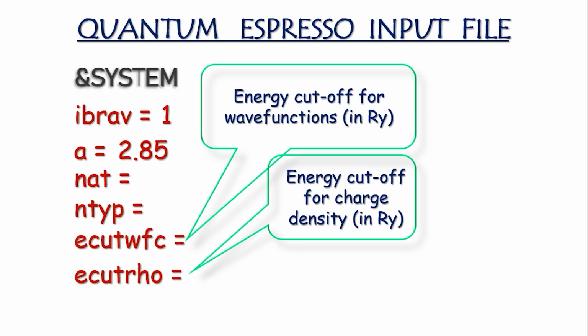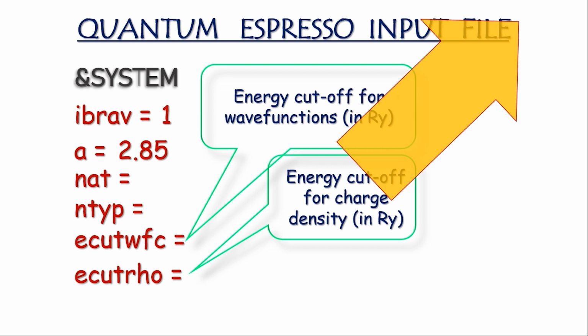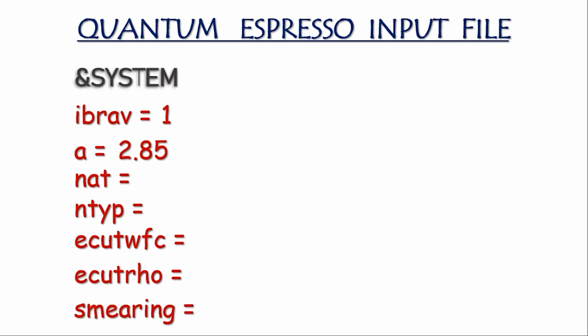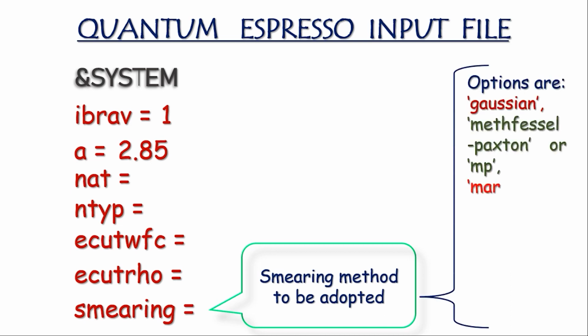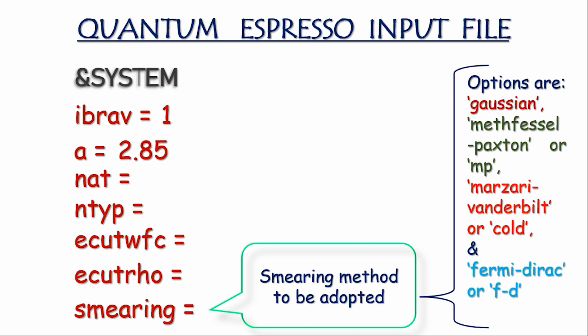If this cutoff thing is seeming new to you, you may refer to this lecture in which we have elaborately discussed what is energy cutoff and several other things. Then comes smearing. This determines the smearing method that is going to be adopted by the code for doing the Brillouin zone integration. Options that you have here are Gaussian, Methfessel-Paxton or MP, Marzari-Vanderbilt or cold, and Fermi-Dirac or FD. Now if you don't know what smearing actually is, you may check this video in the link.